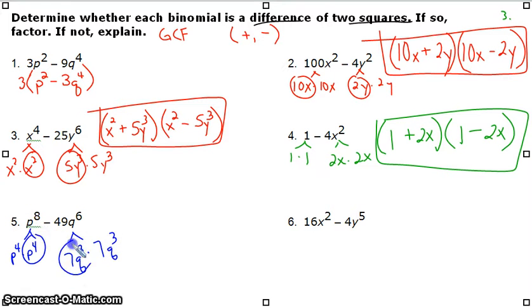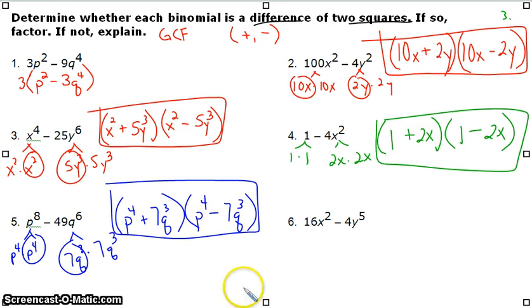So we take that, and we're going to use that to make our two binomials. P to the 4th first. What are they going to end with? 7q to the 3rd. What's the sign in the middle? One plus one minus. Excellent. You guys are doing great. Let's look at number 6, last one.